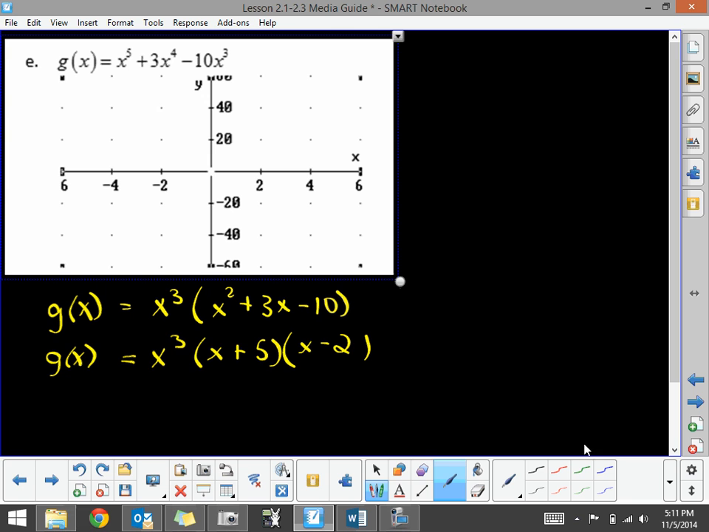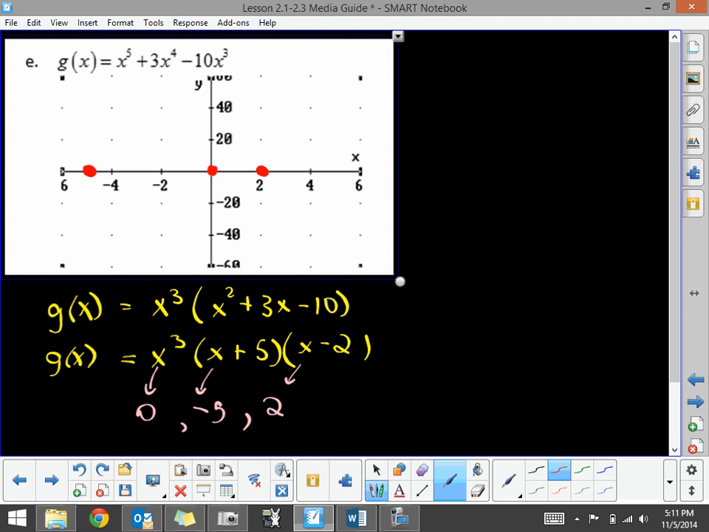So this x cubed means we have a 0 at 0. An x plus 5 factor means we have a 0 at negative 5. And an x minus 2 means we have a 0 at 2. So I want to make sure that these get placed on my number line right away. So I want to graph 0. I want to graph the negative 5. So that's going to be in here. And I also want to graph a positive 2. So those are the beginnings of my graph.